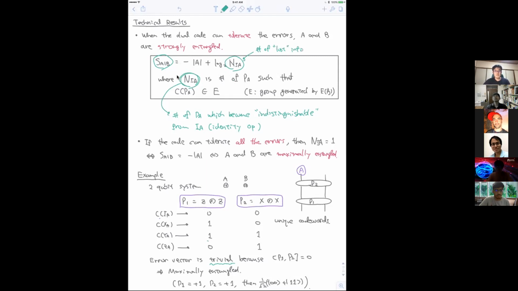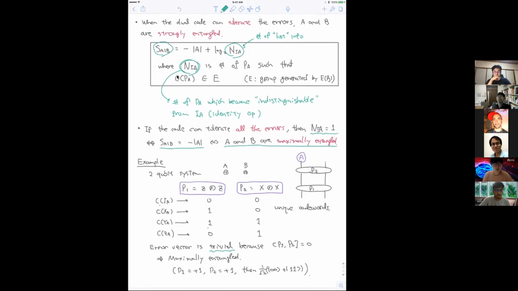I can emphasize that if this code can tolerate all the errors, then N_IA equals 1, because the identity operator itself should be counted. So it's 1, which means that log2 of 1 is 0. So this conditional entropy becomes maximally negative, which means that A and B would be maximally entangled. But the point is that this formula holds for any situation. Now, I guess it's too technical, so let us look at one example. This is the example I think everyone knows already, but let's look at it.